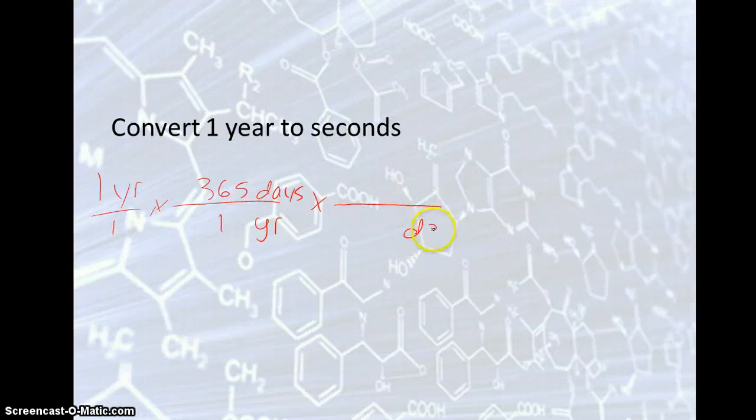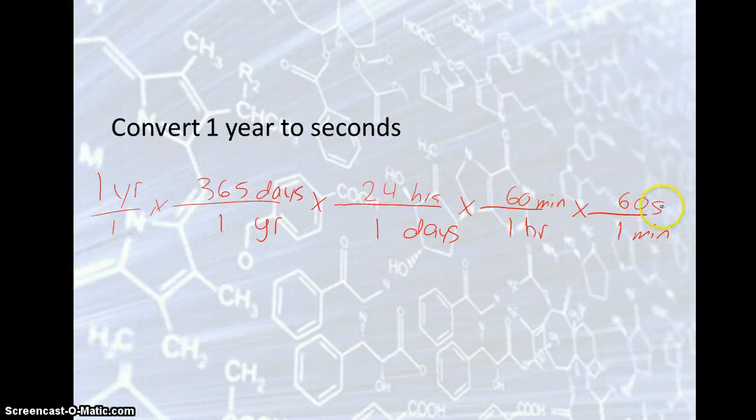So in 1 day there are 24 hours. Okay, we can convert hours to minutes. In 1 hour we have 60 minutes. Okay, and then you can convert that to seconds. So in 1 minute you have 60 seconds. Okay, and if you do this correctly, all of your units should cancel out, and you are left with the unit you want. So what we're going to do is take 365 times 24 times 60 times 60.